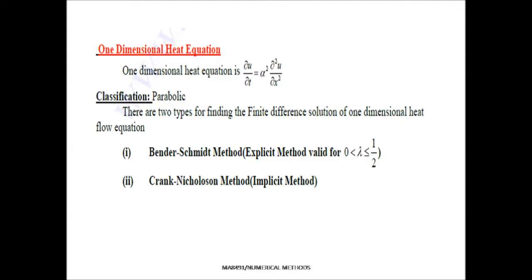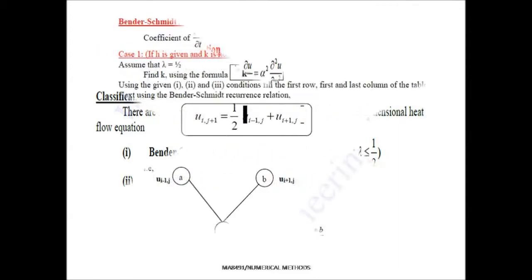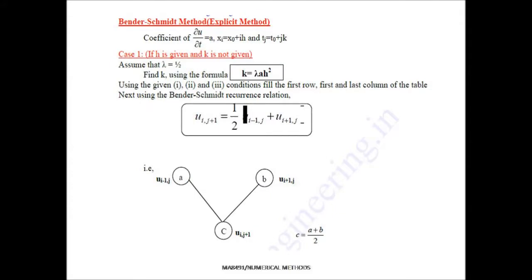So the one-dimensional heat equation is of the form ∂u/∂t = α² ∂²u/∂x². We have two methods of solving this one-dimensional heat equation. One is the Bender-Schmidt method, which is an explicit method. Another one is the Crank-Nicolson method, also known as the implicit method. Now let's see our first topic, the Bender-Schmidt method, in this video. The Bender-Schmidt method is also known as the explicit method.